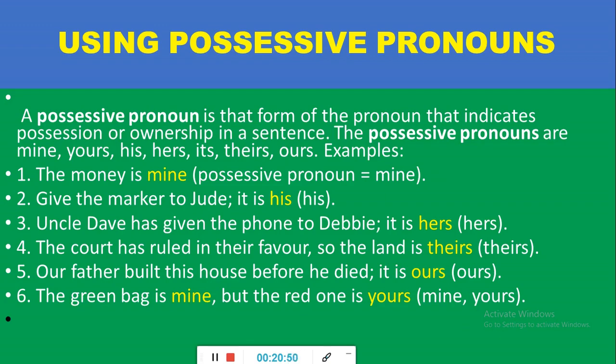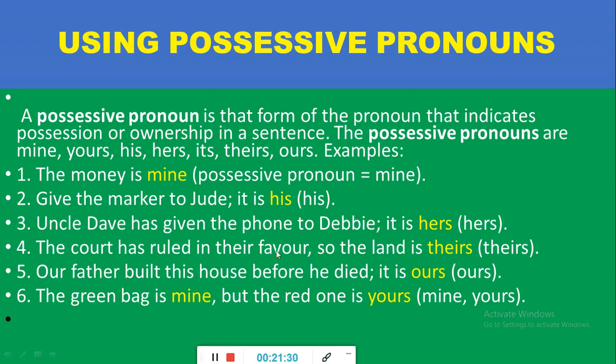Now, sentence number 3. Uncle Dave has given the phone to Debbie. It is hers. So again, you can see, Uncle Dave has given the phone to Debbie. Hers. Now, hers is the possessive pronoun here, and it is referring to Debbie's phone. So to avoid repeating phone and Debbie in the sentence, we replace Debbie's phone with hers. All right.